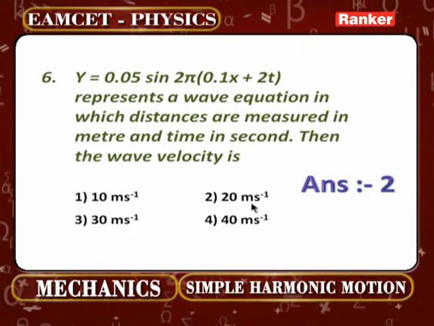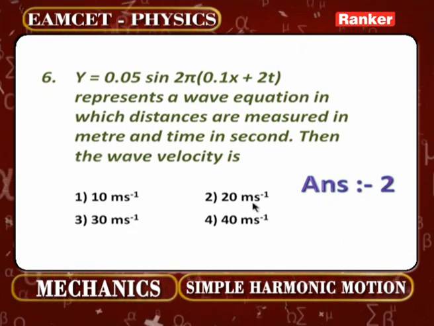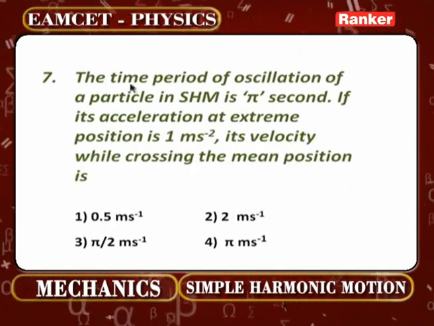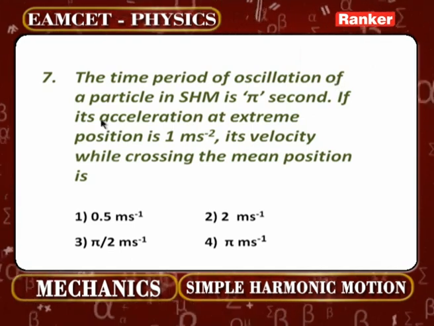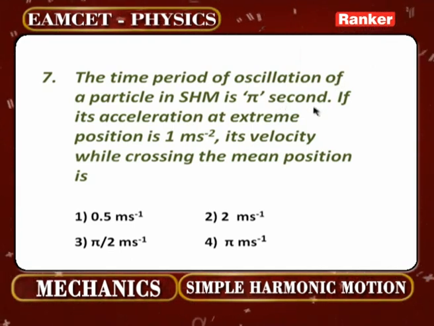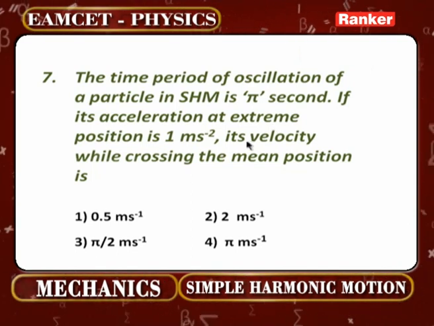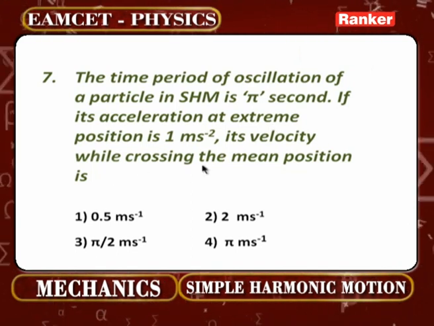20 meter per second is the corresponding answer for that. Let us now check the next number. Problem number 7. The time period of oscillation of a particle in SHM is pi second. If its acceleration at extreme position is 1 meter per second square, its velocity while crossing the mean position is how much?